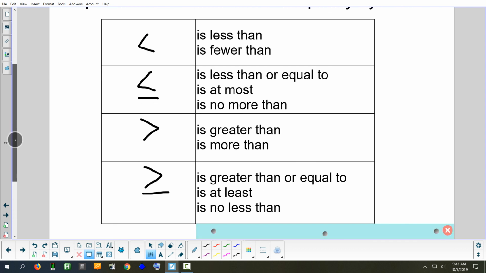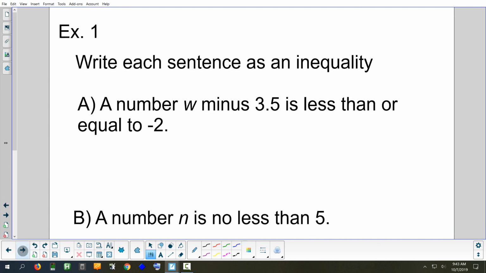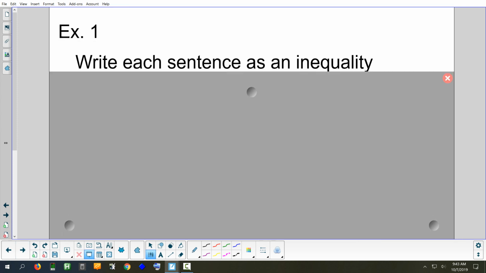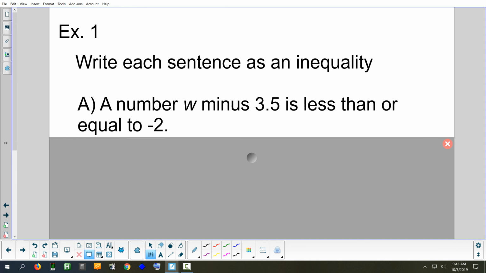And a couple people mentioned some other ones I didn't write down, like is more than or equal to. You could write that one too. All right, so we got that. Okay, so let's take a look at an inequality as a sentence, and then see if we can change it into something with numbers and symbols.